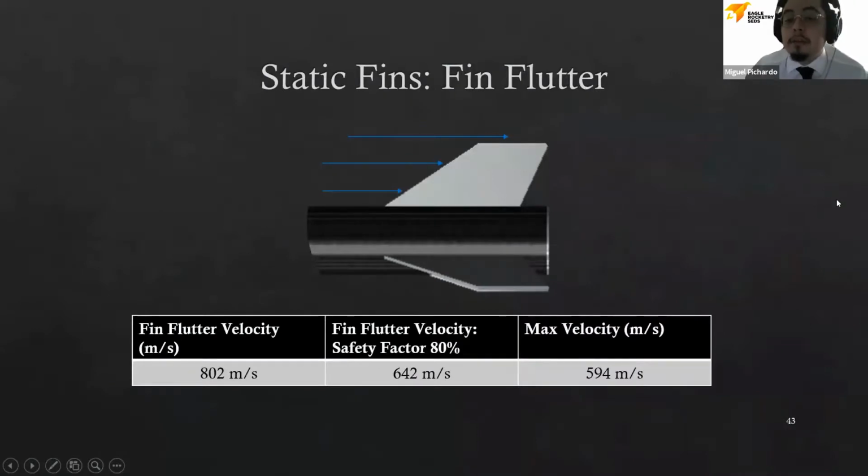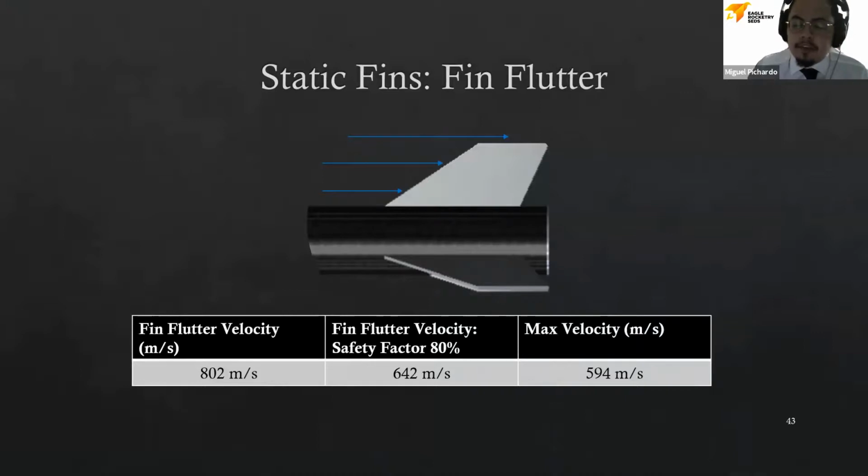So with all that in mind, we also needed to keep in mind the fin flutter. Fin flutter refers to the vibrations of the fin as air flows over it. As the air flows over it, the fins will vibrate, and at high speeds, there will be greater vibrations. These vibrations can become so great that the static fins may snap off the rocket. We want to avoid that entirely, so we need to calculate the fin flutter velocity, which is the velocity at which our fins will snap off the rocket. By doing the calculations, we find that our fin flutter velocity is 802 meters per second for our given dimensions.